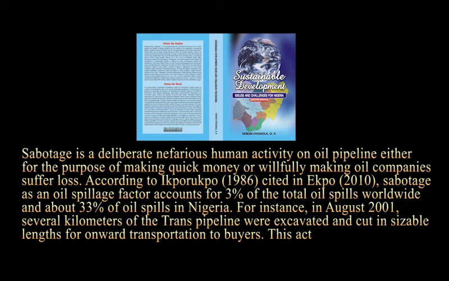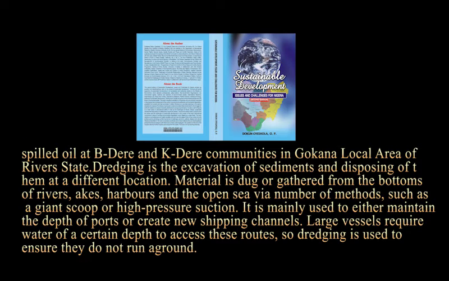Sabotage is a deliberate nefarious human activity on oil pipelines, either for the purpose of making quick money or willfully making oil companies suffer loss. According to Ikporukpo, 1986, cited in ECPO, 2010, sabotage as an oil spillage factor accounts for 3% of the total oil spills worldwide and about 33% of oil spills in Nigeria. For instance, in August 2001, several kilometers of the Trans pipeline were excavated and cut in sizable lengths for onward transportation to buyers. This act spilled oil at B-Dere and K-Dere communities in Gokana local government area of Rivers State.